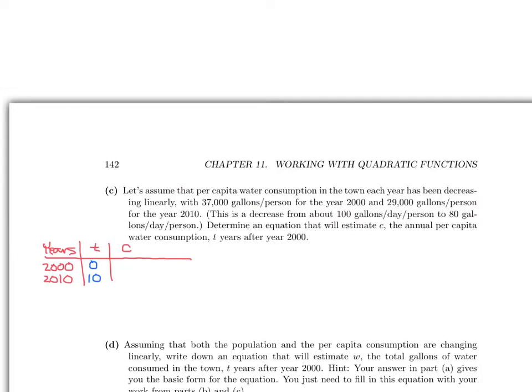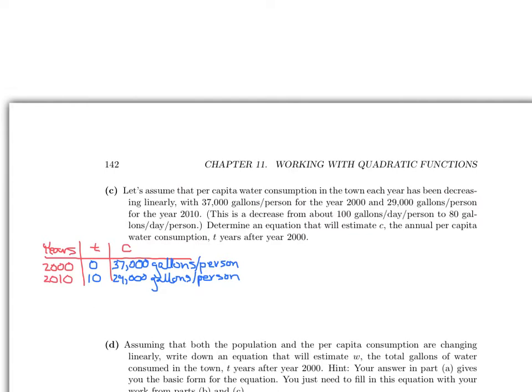C represents the annual per capita water consumption. That would be gallons per person per year, really. So in the year 2000, we're told that the value of C is 37,000 gallons. And this is per person. And it's really per year also. And in the year 2010, the per capita consumption dropped to 29,000 gallons. Per person. And again, this is per year also.